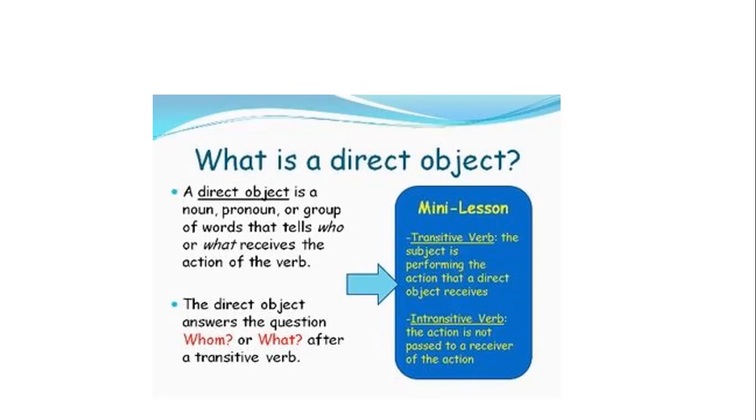Subject is a person, place, or thing that is doing an action. Verb is always the action of the subject. And what about object? Object is a person, a place, a thing, or any animal on which the action is being performed. Now, grammatically, the object can be divided into two main kinds, which are known as direct object and indirect object. A direct object is a noun, pronoun, or group of words that tells who or what receives the action of the verb. The direct object answers the questions whom or what after a transitive verb.